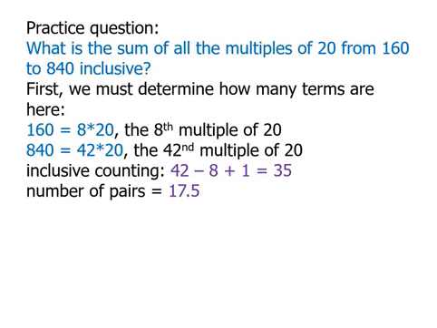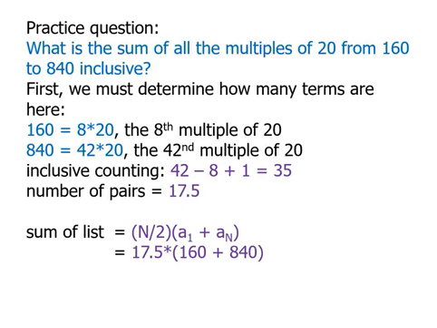So the number of pairs is half of 35, which is 17.5. And the sum of the list, the beautiful thing is that when we add 160 and 840, we get 1,000. And so it's just 1,000 times 17.5, or 17,500.